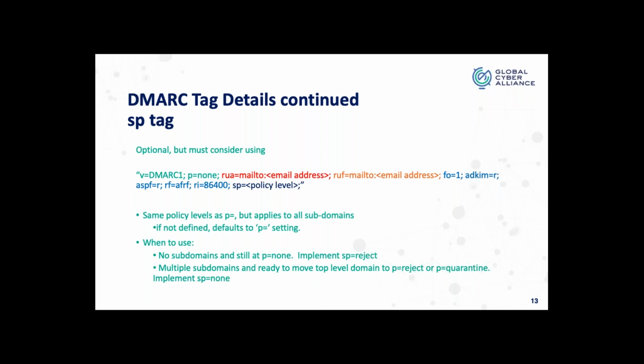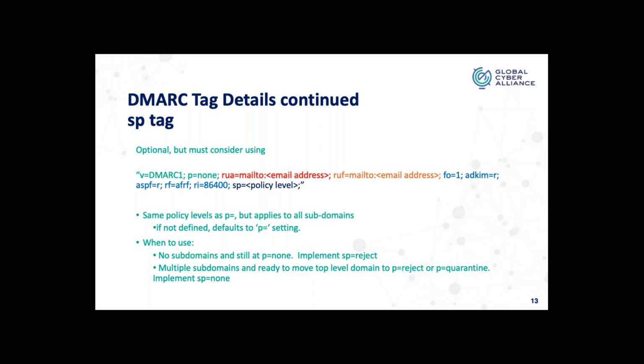and say, I want to get to reject, but my subdomains aren't ready yet, so let's put in SP equals none. The SP tag values are the same as the policy tag, the P tag values. So you still type out none, quarantine, or reject when you do this.